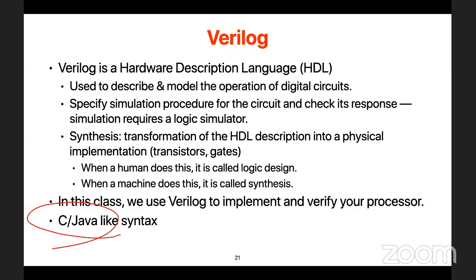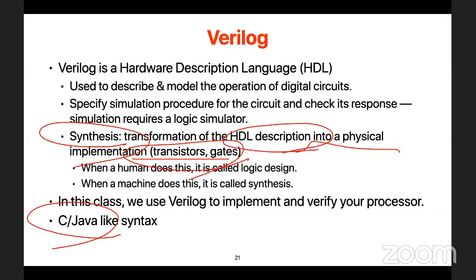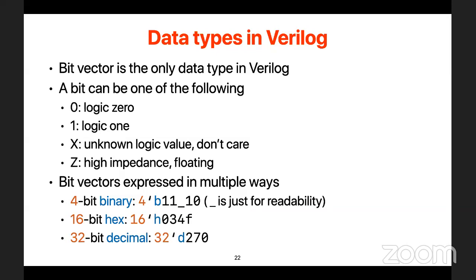Like a modern programming language, you have a compiler, and the compiler will generate machine code. Verilog is like that. It's a hardware description language, and we have something similar to a compiler called a synthesizer. It will transform the hardware description language into a physical implementation like transistors and gates. That's called synthesis, and it's similar in concept to a compiler. Because we have programming languages and compilers, you don't have to write programs in assembly language. And the same thing with Verilog: right now you don't have to design hardware in gates and transistors. So that's Verilog.